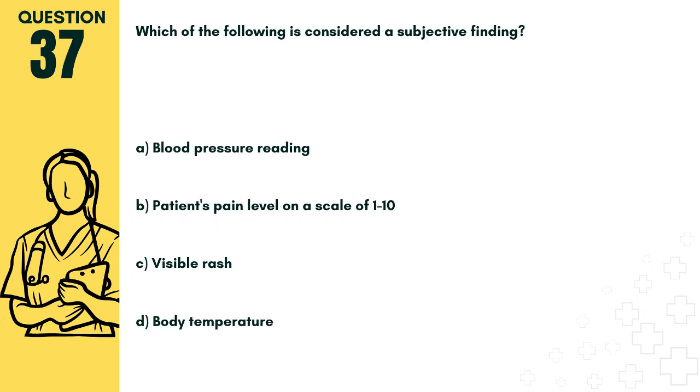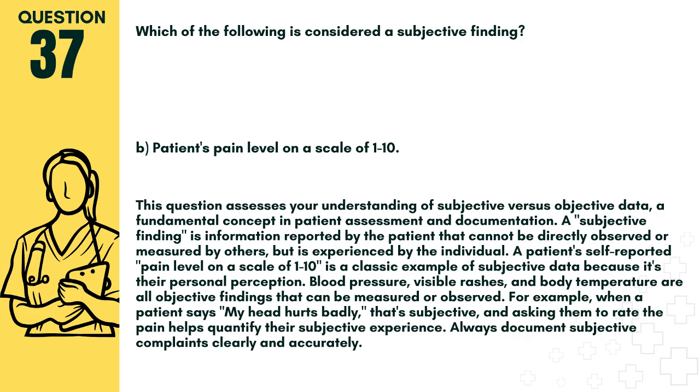Question 37. Which of the following is considered a subjective finding? A. Blood pressure reading. B. Patient's pain level on a scale of 1 to 10. C. Visible rash. D. Body temperature. Answer: B. Patient's pain level on a scale of 1 to 10.